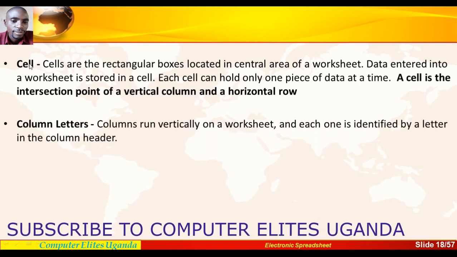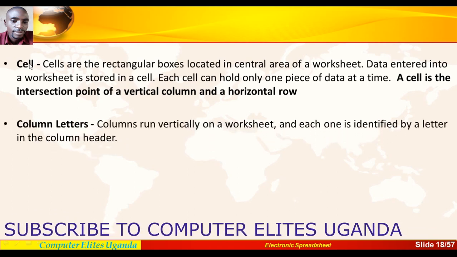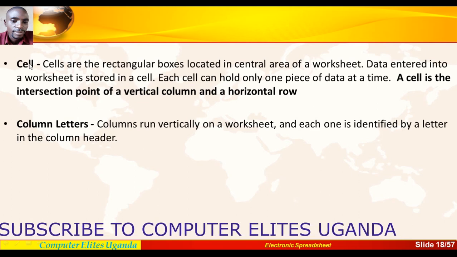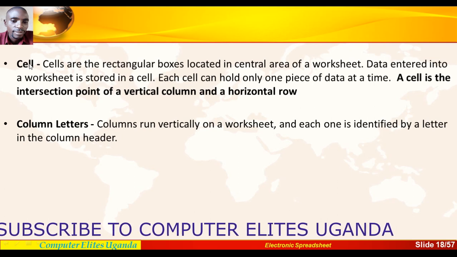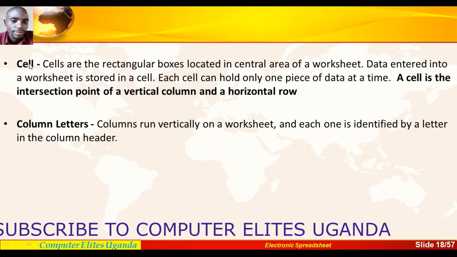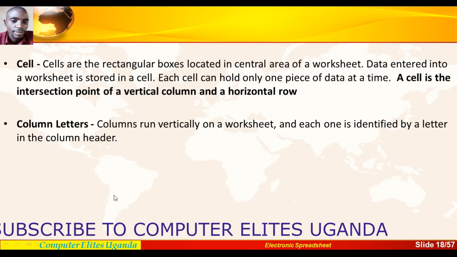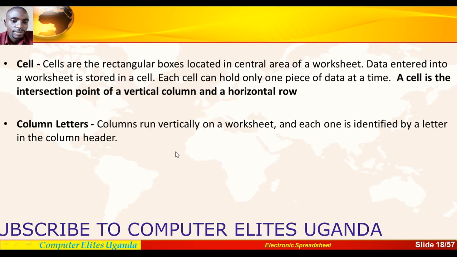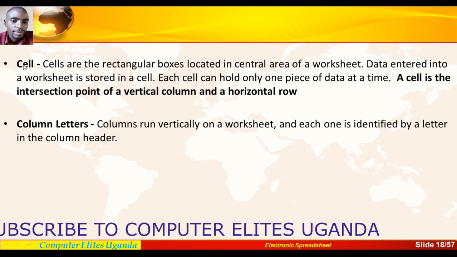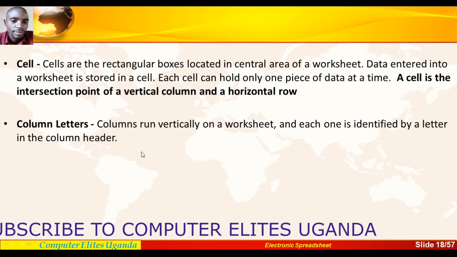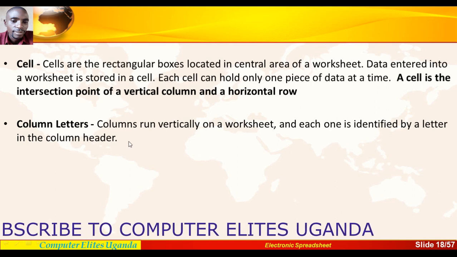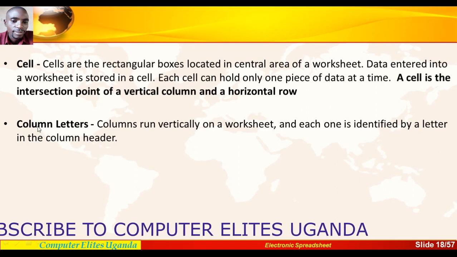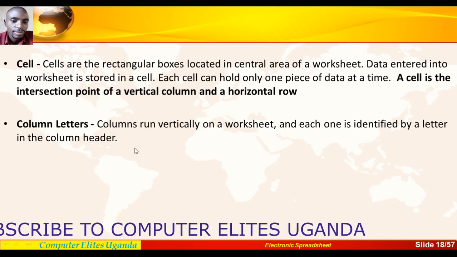That box within your worksheet is what we call a cell. Then we have a column, which is always labeled with letters. Columns run vertically on a worksheet, and each one is identified by a letter in the column header. The rows are always identified with numbers. And when we are giving a cell reference or a cell address, we always start with the column letter followed by the row number.